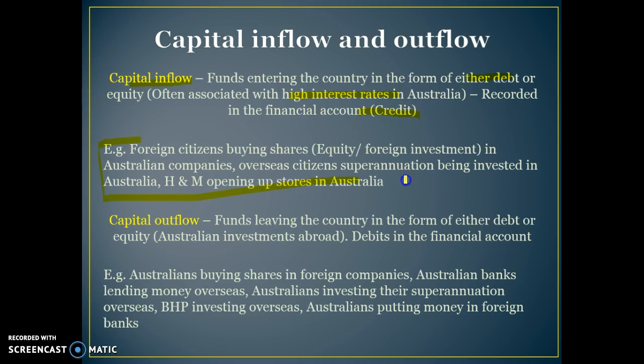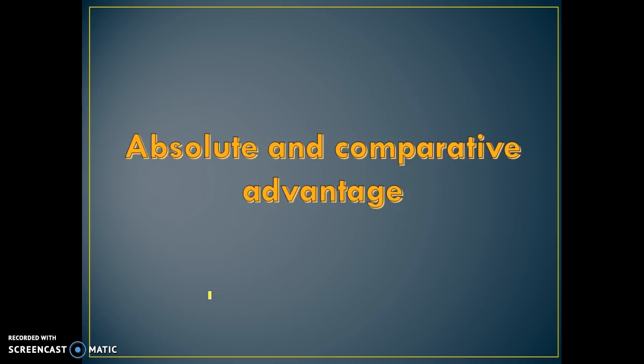When we look at that in more detail, capital inflow is all the credits in the financial account. So it might be overseas citizens buying shares in Australia, overseas citizens investing in our super funds, foreign companies opening up stores in Australia, and therefore capital outflow is the opposite. Funds leaving the country. So it may be that we are lending money to other countries, or it may be that Australians are investing overseas or setting up businesses overseas or putting their super in overseas companies, BHP expanding and going overseas. All of that is an example of capital outflow. So whenever you hear those terms, capital inflow and capital outflow, we're talking about transactions in the financial account associated with debt and equity.